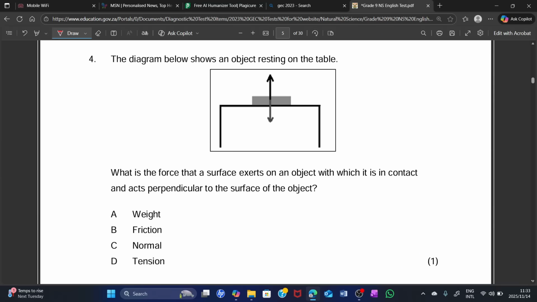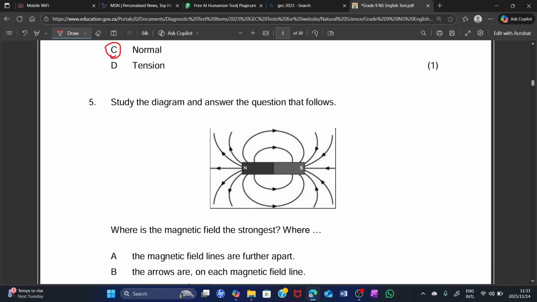Question 4. The diagram below shows an object resting on the table. What is the force that a surface exerts on an object with which it is in contact and it's perpendicular to the surface of the object? You know that this is the definition of a normal force. We all know about that. So weight, friction, yes. So the answer is C. That is the normal force.